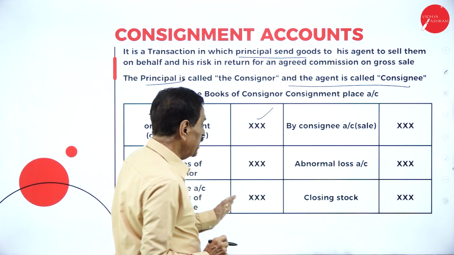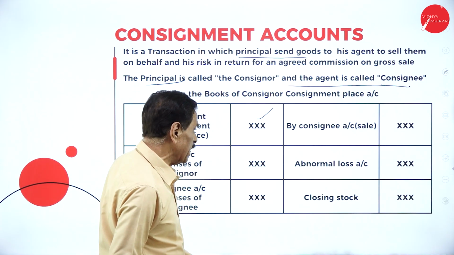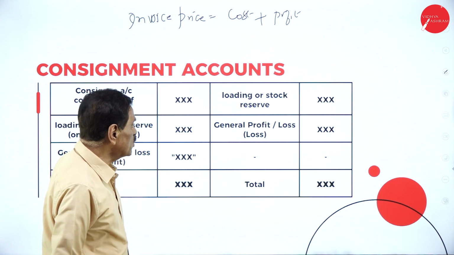Then the consignee will sell the article, so the selling price should be more than the invoice price. Abnormal loss: if any loss occurred, how to calculate the loss?